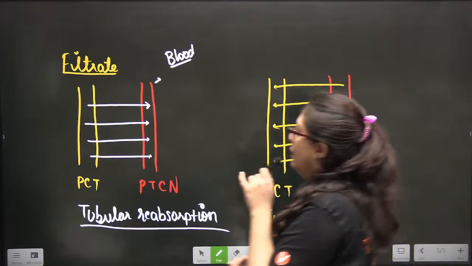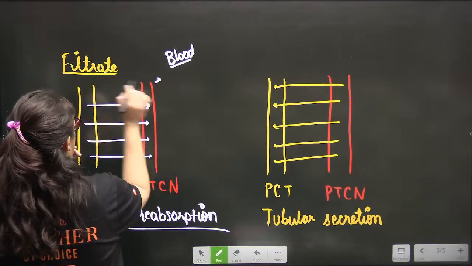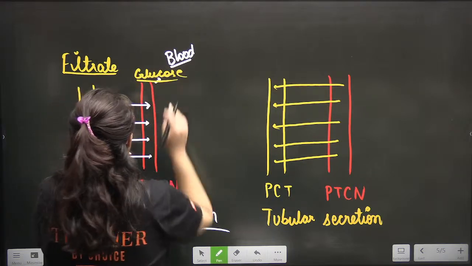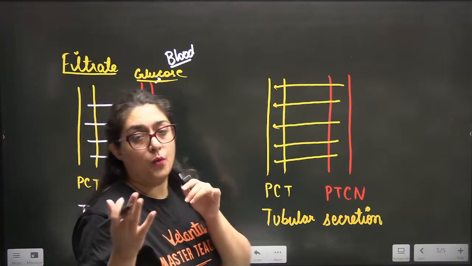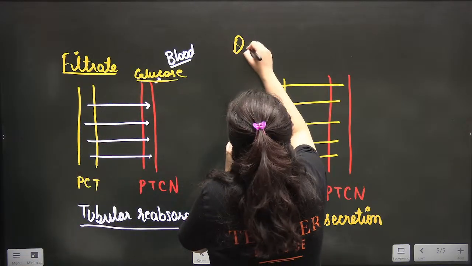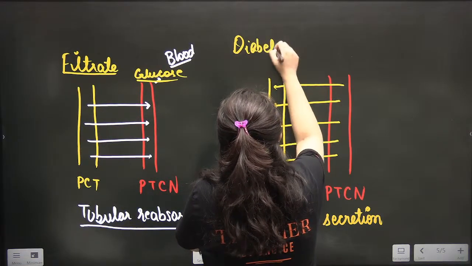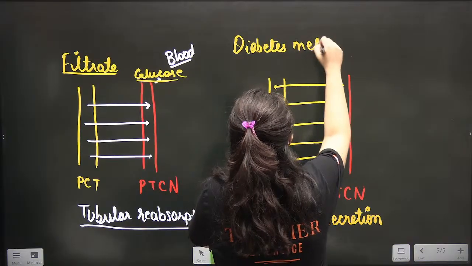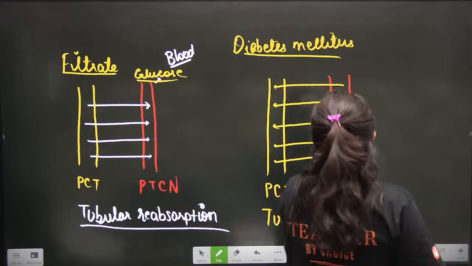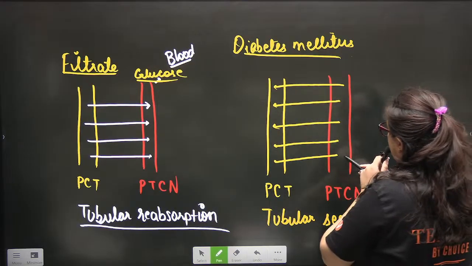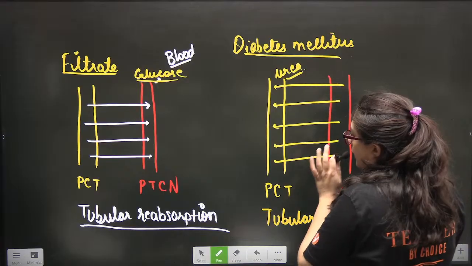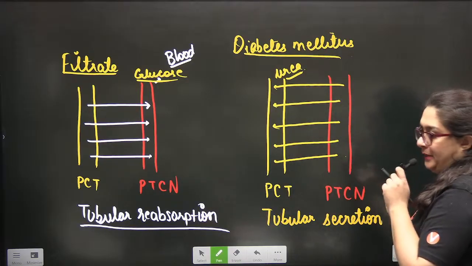Suppose glucose is there, glucose will be transferred back, because if glucose comes inside the urine, what kind of problem is it? It is diabetes mellitus. And suppose urea comes, so urea will be transported out. Because urea is toxic, it should be excreted through the urine.